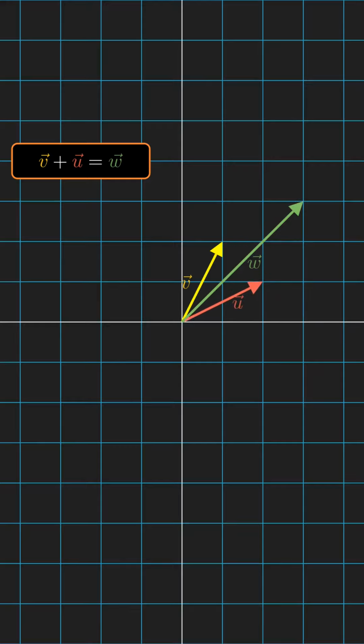Now let's revert back to our original position, and this time let's add vector v with vector u by shifting tail of vector v onto the head of vector u. But as we can see here, the resultant vector w is the same as it was in the previous case, and thus we have vectors following the commutative law of addition.